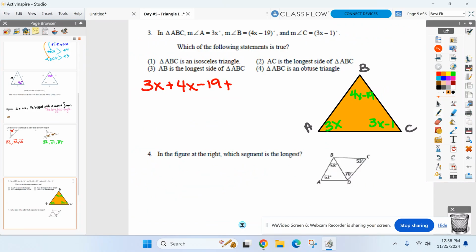There we go. I don't know if it was in this class or not on your quiz, but sides don't add to 180. Stop with that. It's only the angles that add to 180, not the sides. All right, solve for x.